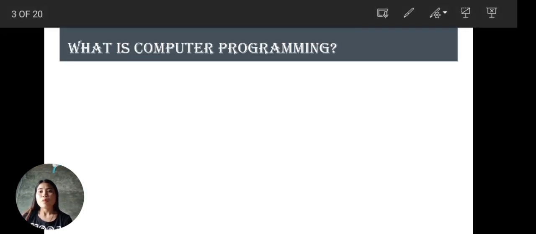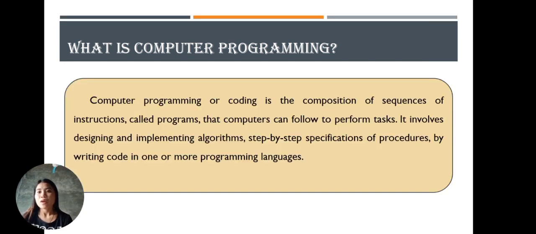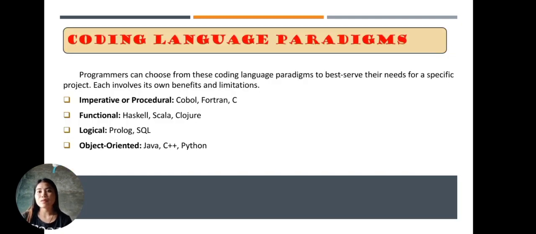Next is, what is computer programming? I believe we already know what computer programming is, but this only serves to freshen up our minds and knowledge about it. Computer programming or coding is the composition of sequences of instructions called programs that computers can follow to perform a task. It involves designing and implementing algorithms, step-by-step specifications of procedures, by writing code in one or more programming languages.